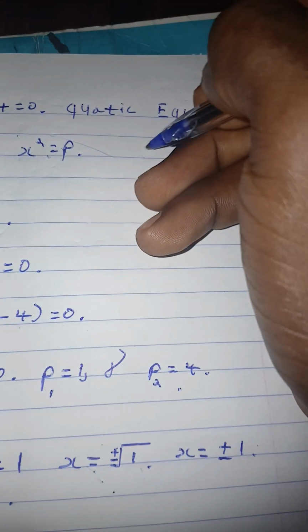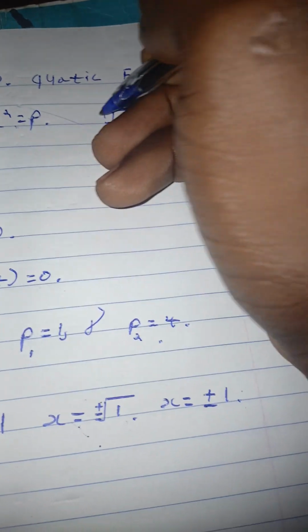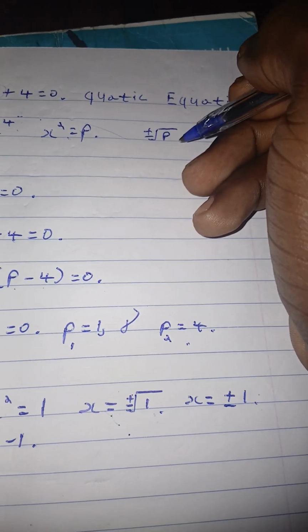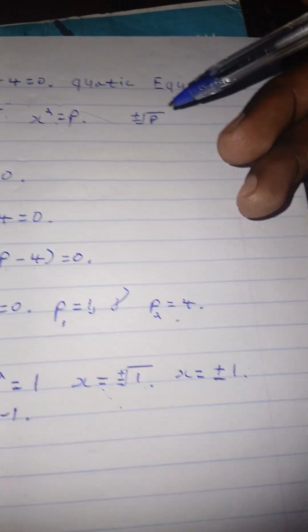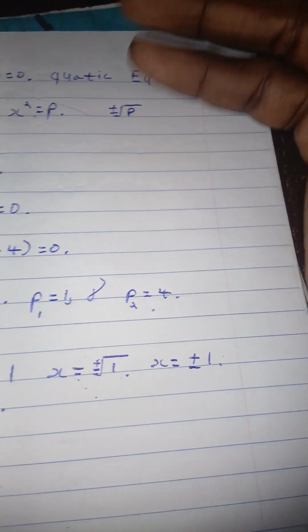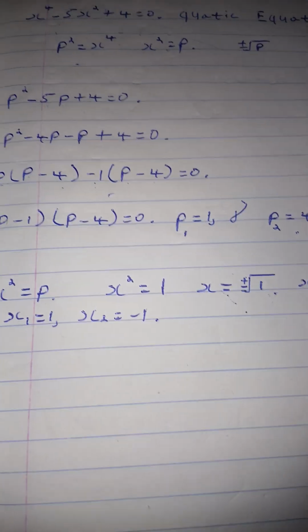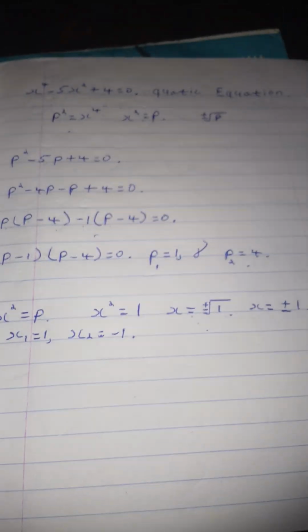It's important that when you're taking the square root of any variable, you always put this sign plus or minus. Let me give an illustration. If I'm looking for the square root of p squared, I always put the symbol plus or minus p, because plus p times itself will give you the same thing as minus p times itself. So moving further, I have that x1 is equal to 1 and x2 is equal to negative 1.